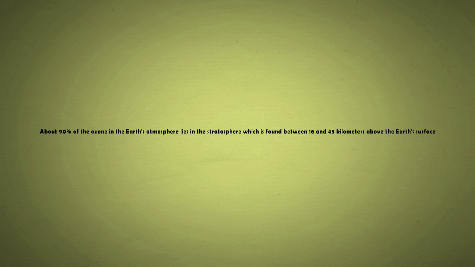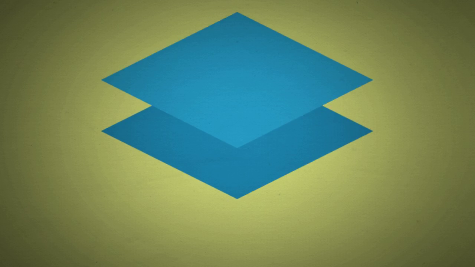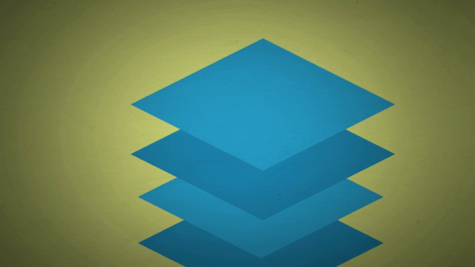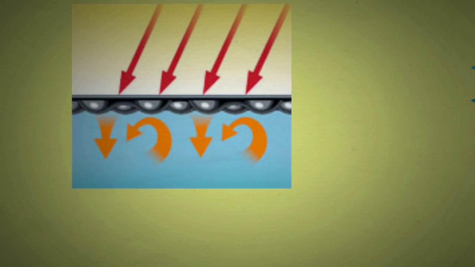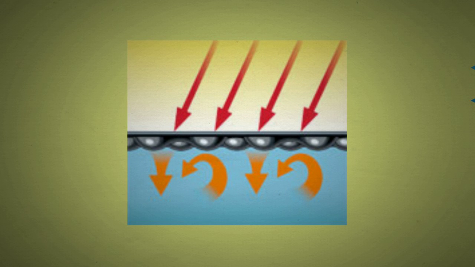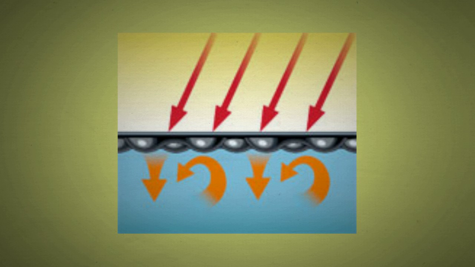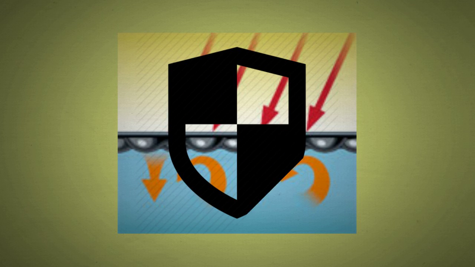Ozone forms a kind of layer in the stratosphere, where it is more concentrated than anywhere else. Ozone and oxygen molecules in the stratosphere absorb ultraviolet light from the sun. This sort of provides a shield that prevents this radiation from passing to the Earth's surface.